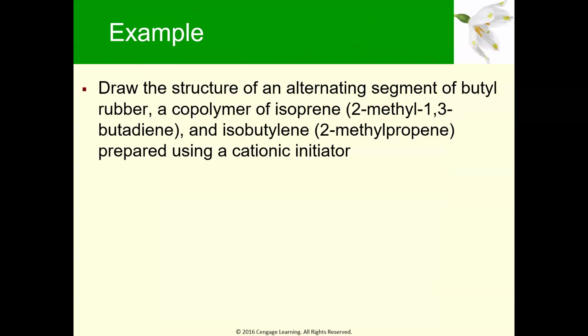Okay, so now let's do an example question of a copolymer. So we want to draw the structure of an alternating segment of butyl rubber, a copolymer of isoprene, which the IUPAC name for that would be 2-methyl-1,3-butadiene. So let's just go ahead and actually draw that. Okay, so first of all, the 1,3-butadiene, so there's 1, 2, 3, 4. So we have a double bond at 1 and 3. And then on carbon 2, we have a methyl group.